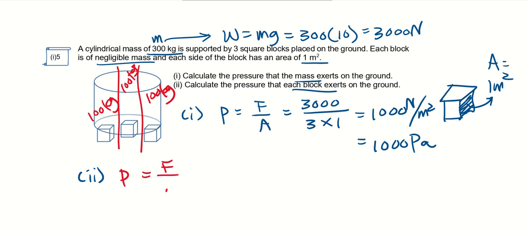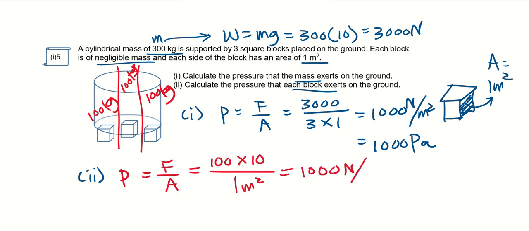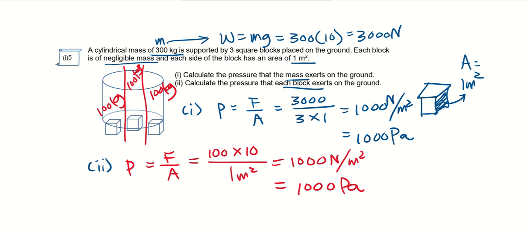Pressure equals force over area. Now what is different this time is that the weight or the force that each 1/3 of the mass exerts is 100 multiplied by 10. Correct? Using W equals mg. But now the area is 1 meter square. Therefore, we still get the same value of 1,000 newton per meter square, which is 1,000 pascal. Alright, so some of you may think that it is 3,000 pascal, or you have come up with some other answers. The answer should be the same. Alright.